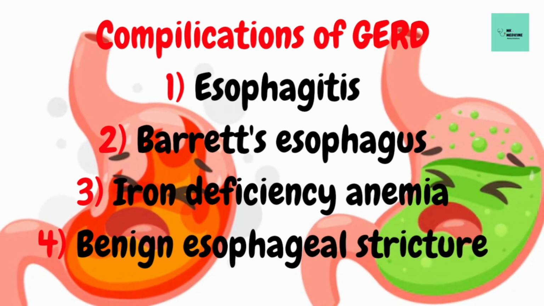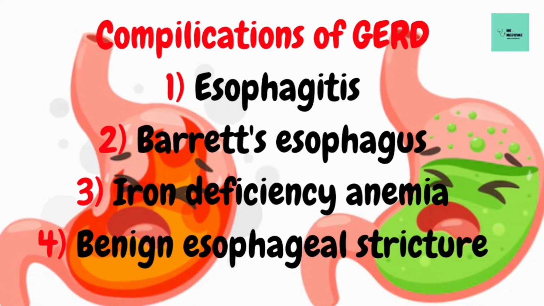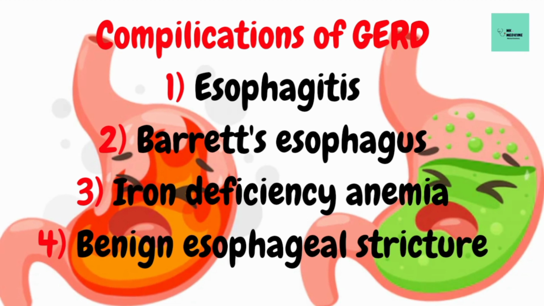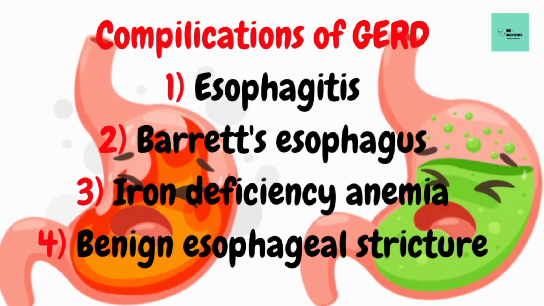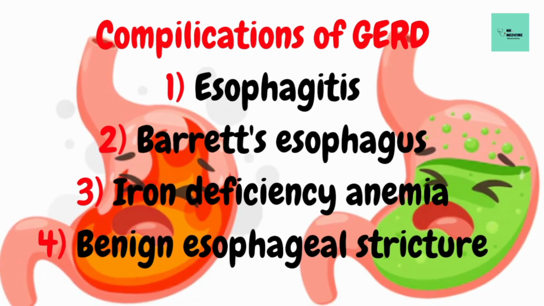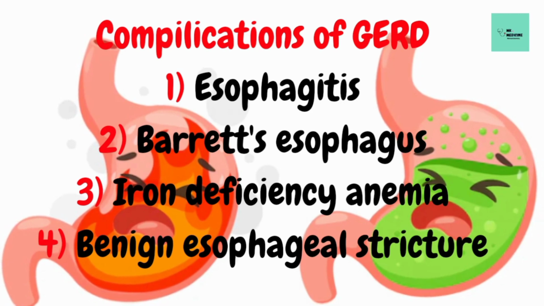Third complication of GERD is iron deficiency anemia. And fourth is benign esophageal stricture, which occurs because of acid that comes from the stomach to the esophagus.